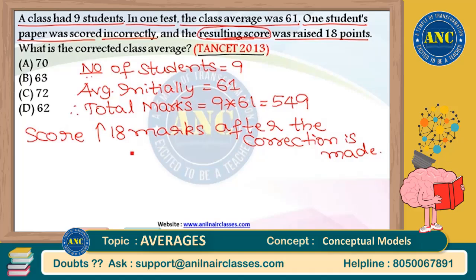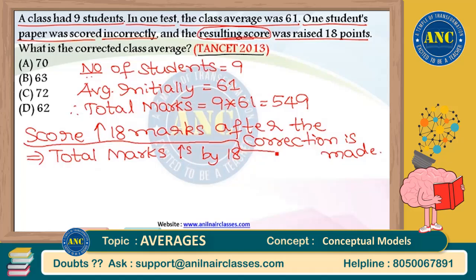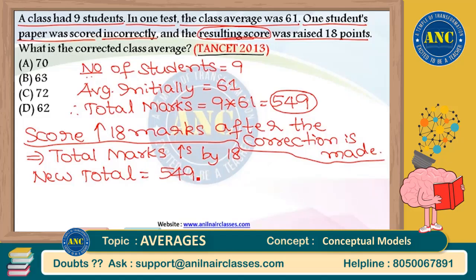Now, can I say that score increases by 18 marks is equivalent to saying that total marks increases by 18. Both are same. That is the reason I discussed the key point or the note before solving this question. Total marks increases by 18. Earlier the total was 549. Now the new total will be 18 marks more than 549. So it is 549 plus 18. It is 567.